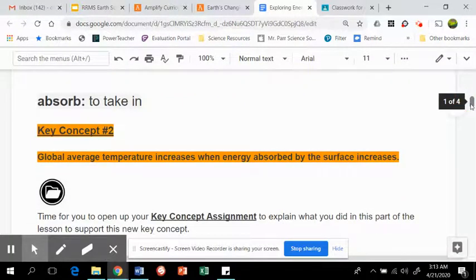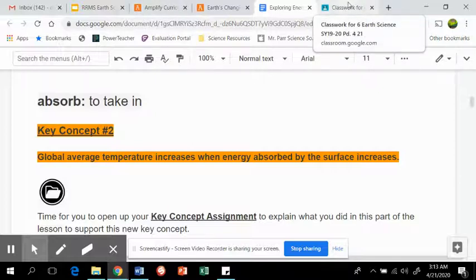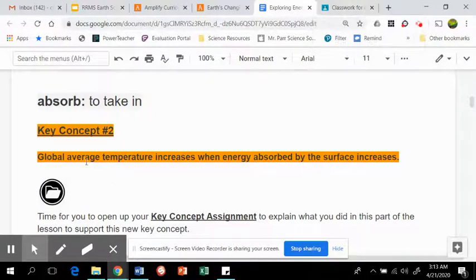We get to our first key concept that you're filling in on your key concepts page. And that's key concept number 2. It's highlighted in orange. That means you're going to be writing this down, or typing it, actually. So key concept number 2 is: global average temperature increases when energy absorbed by the surface increases. So remember that you had to have gone in and opened up the key concept. You're going to write that in for key concept number 2.